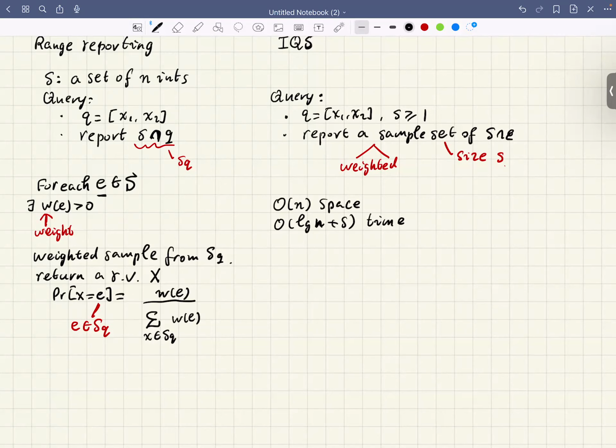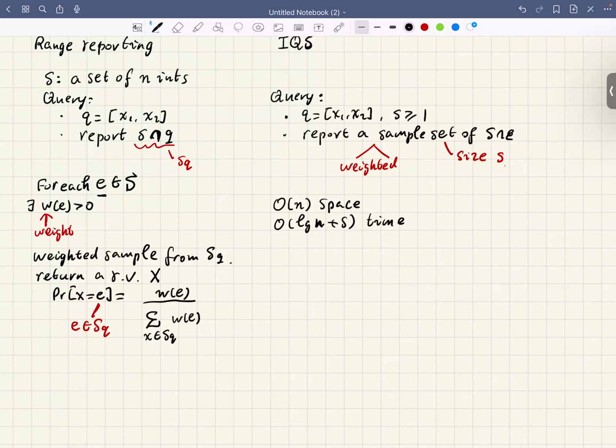In this scenario, we need to build an alias structure once we retrieve the k results. But we need to add this to the whole time complexity. Of course, but it's linear time to build an alias structure. You build this alias structure on SQ only. So if you have k elements, how much time do you need to build an alias structure? It's big O of k. Okay, so it's linear time constructible.